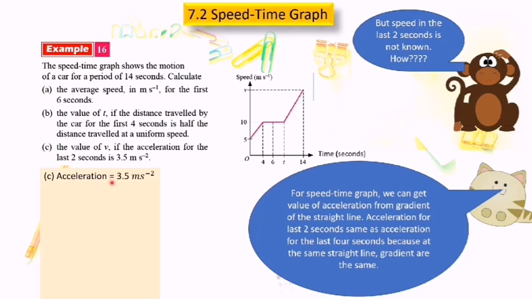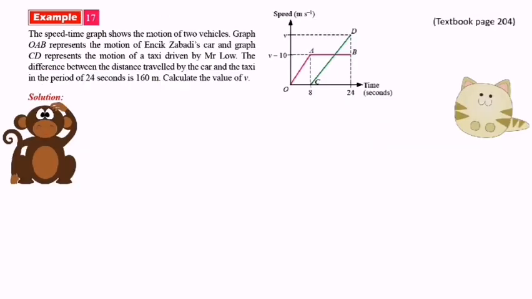Given acceleration equals 3.5 meter per second squared. (v minus 10) divided by (14 minus t) equals 3.5. (v minus 10)/4 equals 3.5. v minus 10 equals 3.5 times 4. So v minus 10 equals 14. v equals 24.